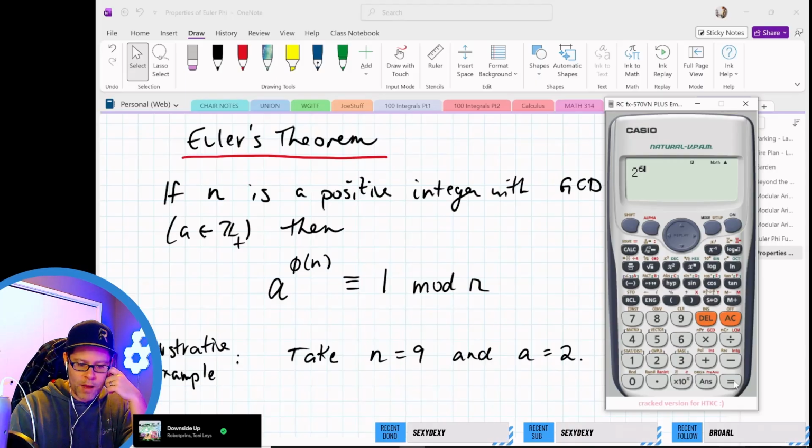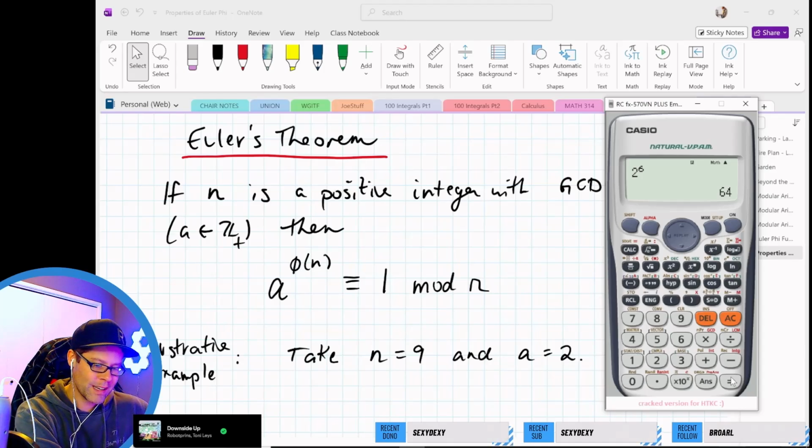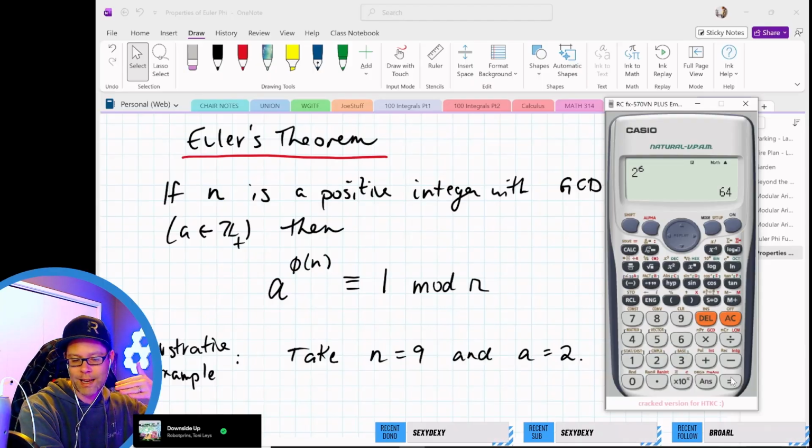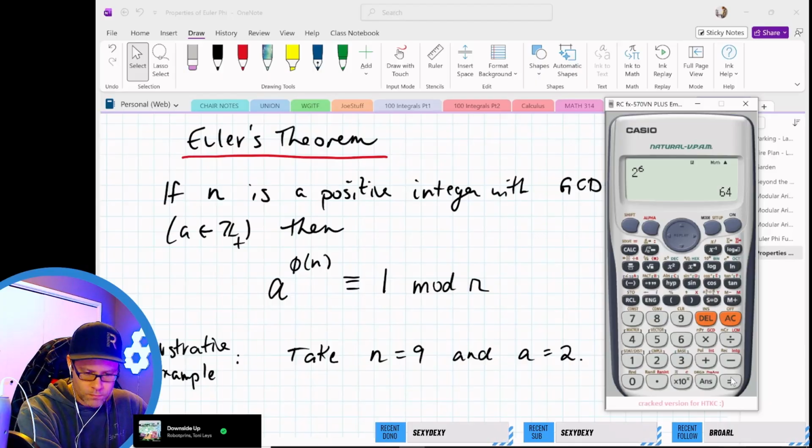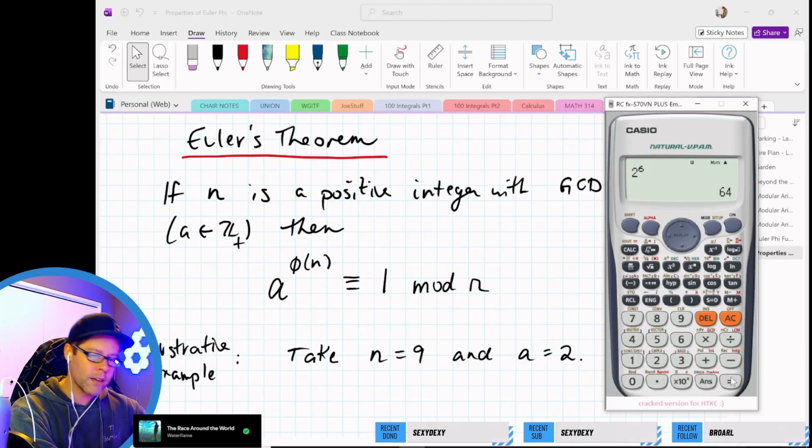So if I go 2 to the power of 6, I get 64. And Euler's theorem says this number 64 should be congruent to 1 mod 9. And I can see that that's the case, right? The closest I can get up to when thinking about division by 9 is 63, and I'm going to have 1 left over. Now, why is this important? It's important because now we have this number, 2 to the 6, and I know that it should have an inverse mod 9, right?